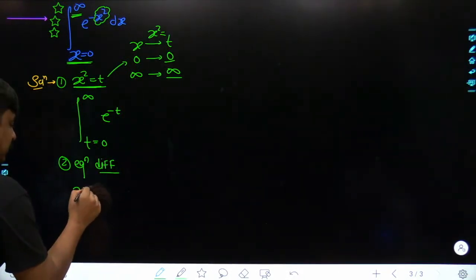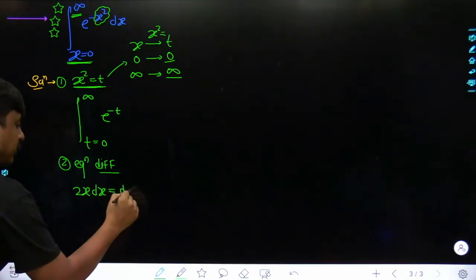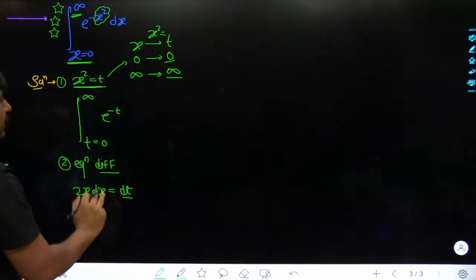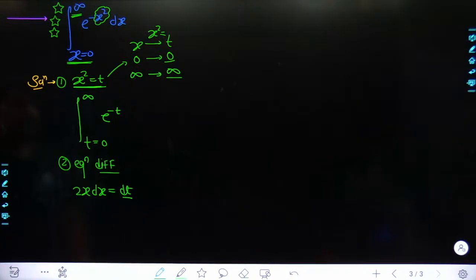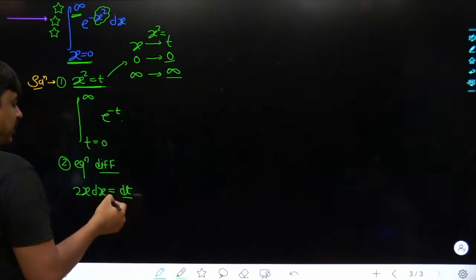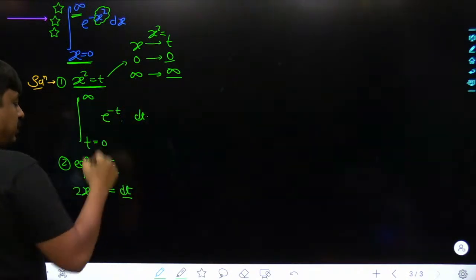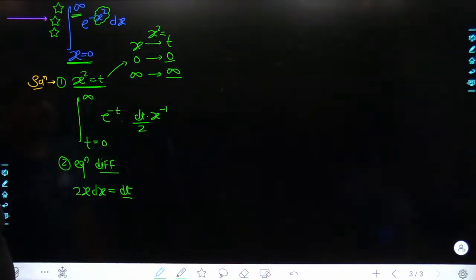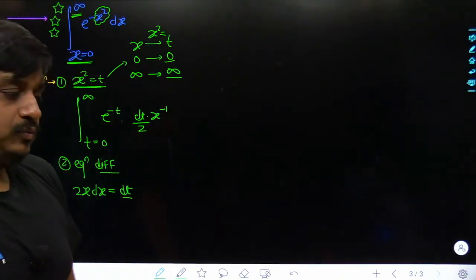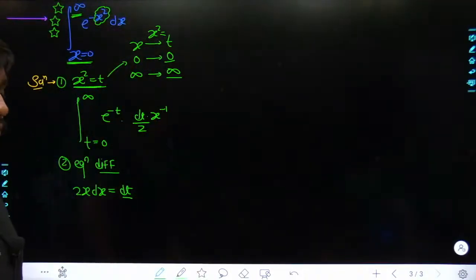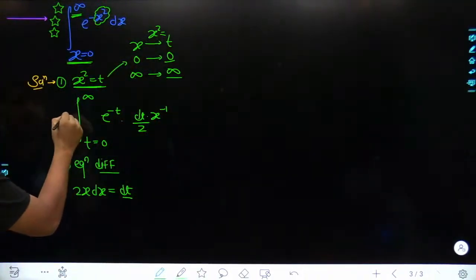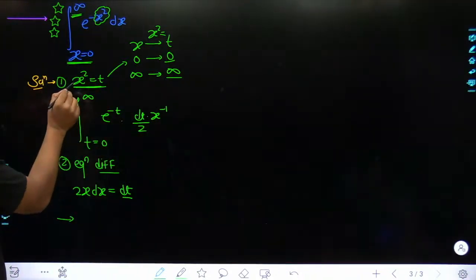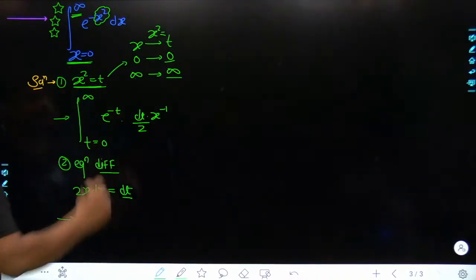So it would become 2x dx equals dt. Once we take its differentiation, it becomes 2x, and this partial value would be dx, and its partial value would be dt. So here dx would be fed as dt into x inverse divided by 2. Yes, no? So in the next step, the x would be replaced back in the form of t. So x square was equal to t, so obviously x is going to be t to the power of half.